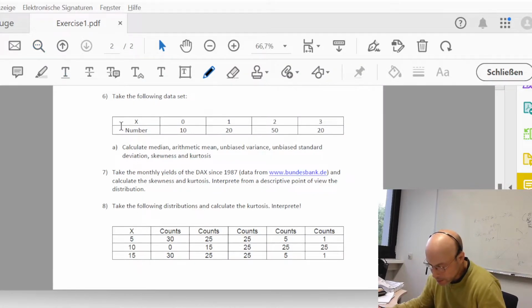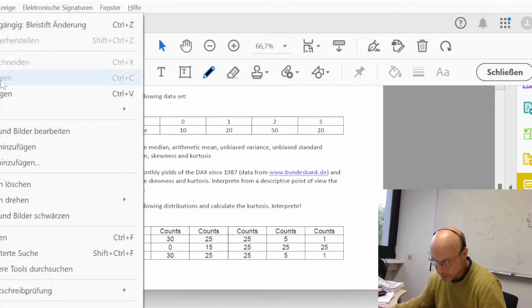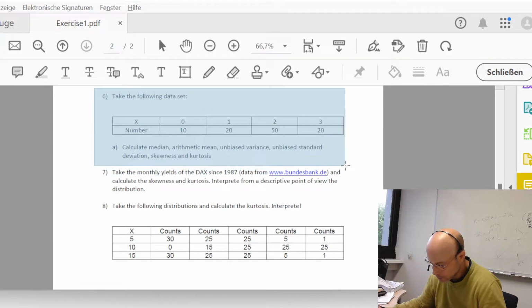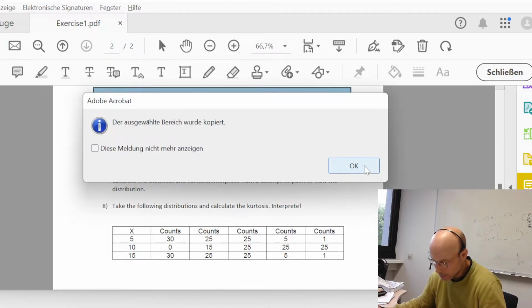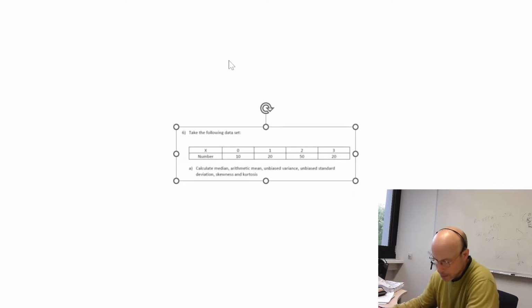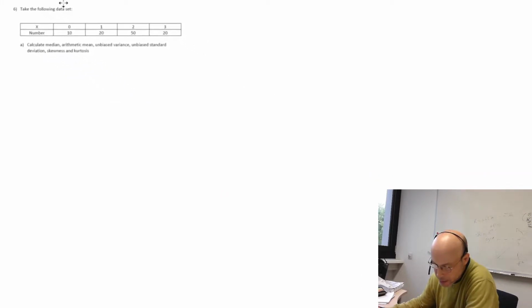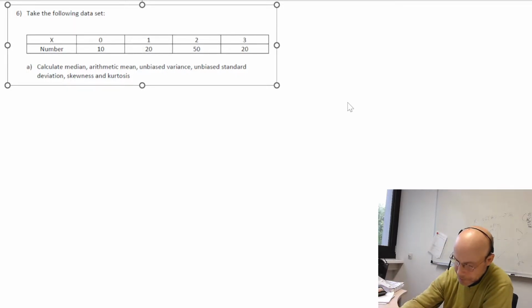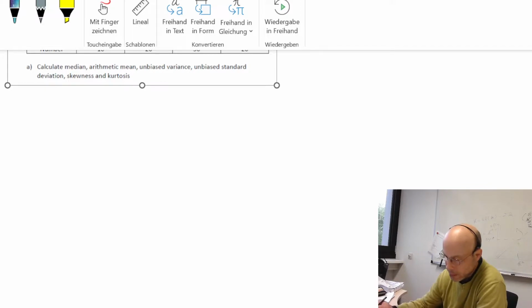So what do we have? Number 6 and this is maybe a bit easier. So calculate median, arithmetic mean, unbiased variance, unbiased standard deviation, skewness, and kurtosis. What do we have to do? And we will in a minute do this also in Excel.